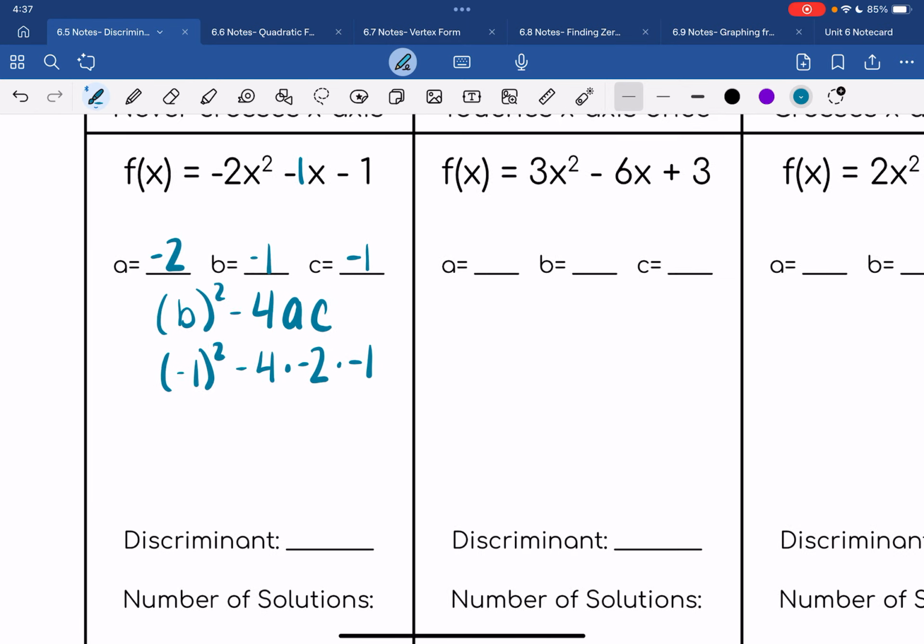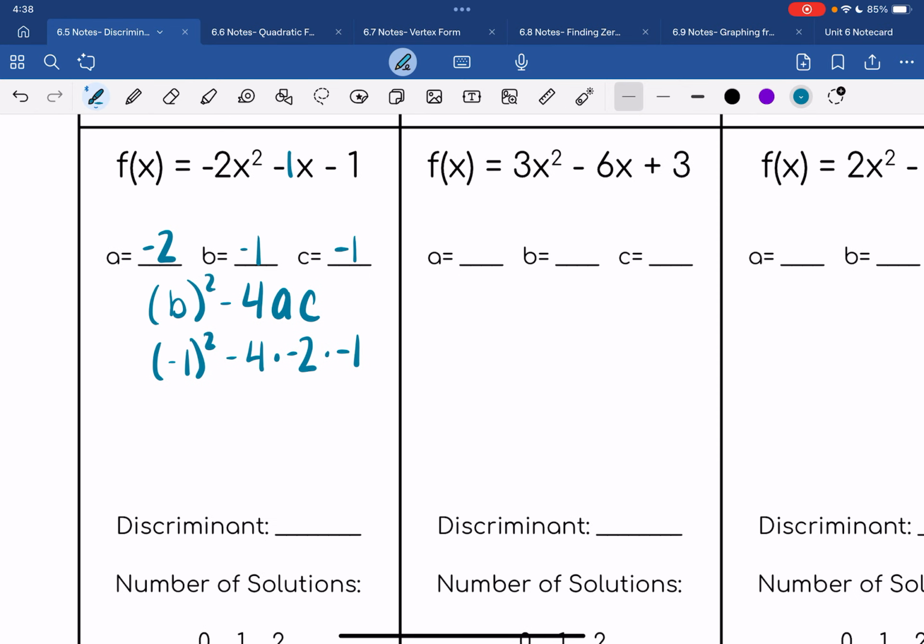Okay, at this point, just like all last unit and all this unit, we need to show our work for what we're plugging into our formula, and then we can either do the work in our head, we can do the work in our calculator, or we can work it out piece by piece. So if I was to work this out piece by piece, negative 1 squared would be positive 1. And then negative 4 times negative 2 would be positive 8, times negative 1 would be negative 8. So it would end up with 1 minus 8, which is negative 7.